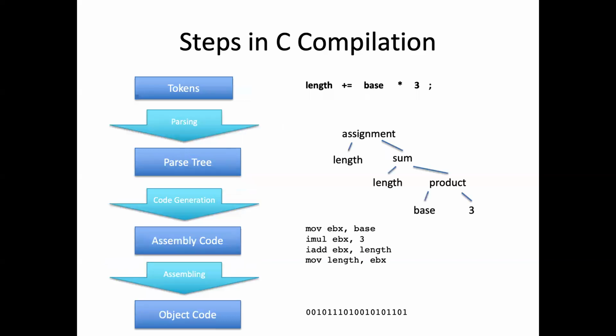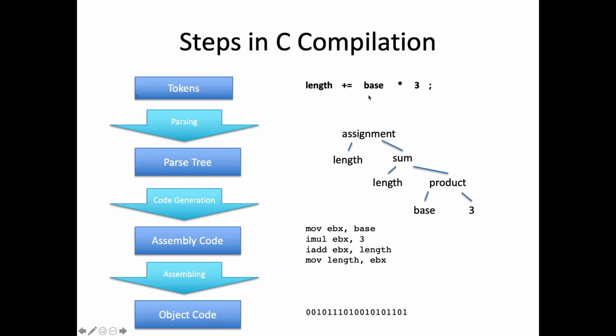Once you have the tokens, parsing figures out the structure of your program, usually creating something called a parse tree. If you think of this statement here, length plus equals base times 5, you can think of that as an assignment operation where I'm taking some expression and using it to update this value. The structure of that statement, I've tried to illustrate in this little tree here. A parse tree is a tree-shaped structure that reflects the organization of the expressions and statements in your program.